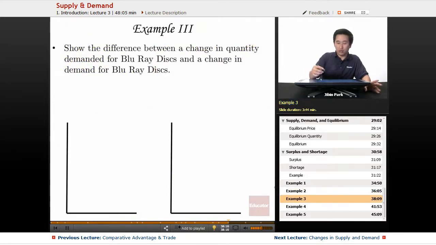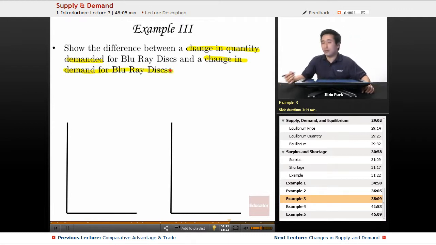Okay, another example: show the difference between a change in quantity demanded for Blu-ray discs and a change in demand for Blu-ray discs. Okay, so I didn't really go over this very specifically, but again, this is something that you'll probably come across maybe one or two for multiple choice questions. Generally speaking, you're not going to see this type of question in a free response for macro. But it's something that is covered in usually the multiple choice section, with a question or maybe two.